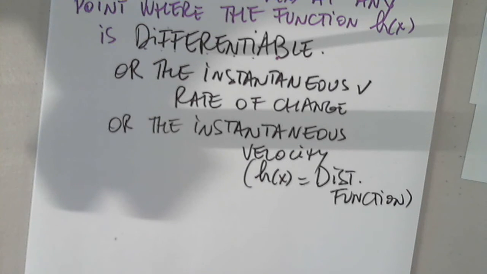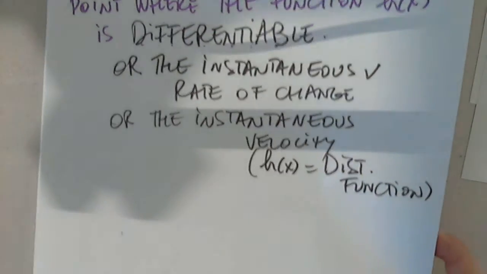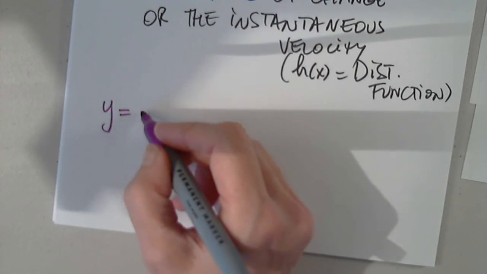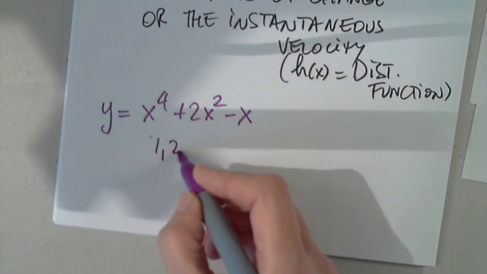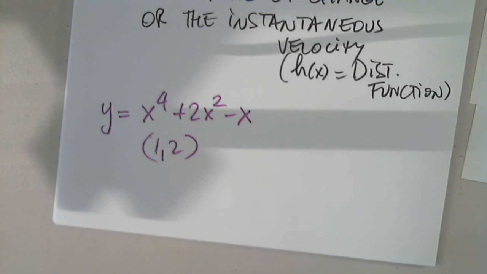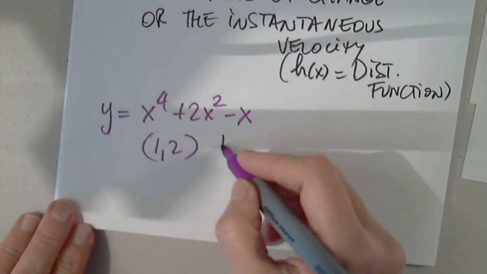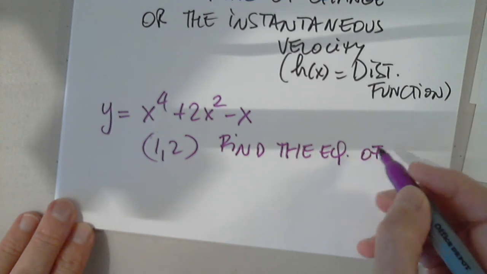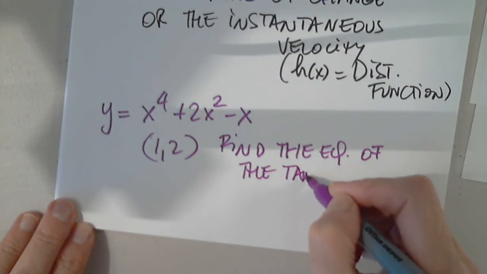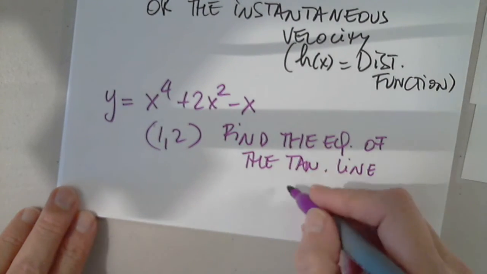Almost no one had difficulties with this, but some of you did not address that issue, so I'm going to select a problem. For example, let's say we have a function that is y equals x to the fourth plus 2x squared minus x, and we are given the point 1, 2. Find an equation of the tangent line to the curve at the given point. Find the equation of the tangent line at 1, 2.